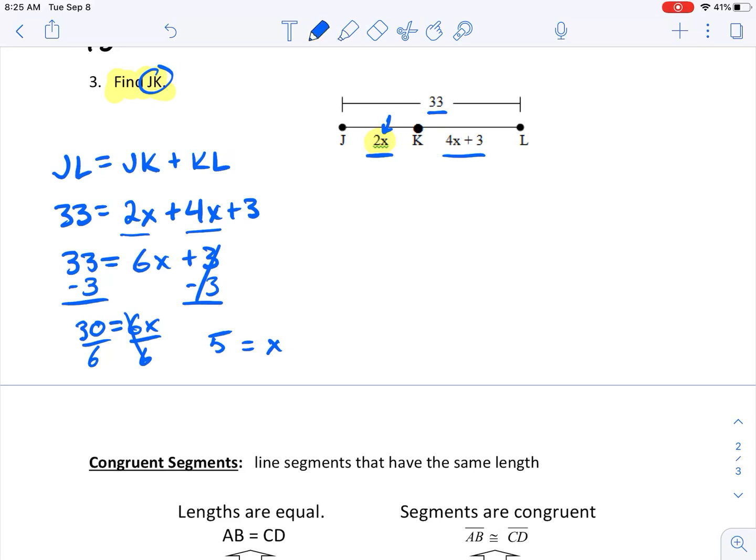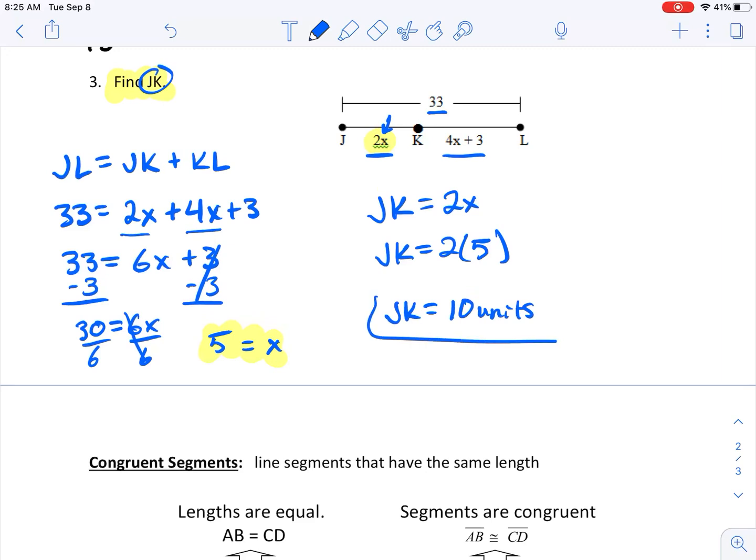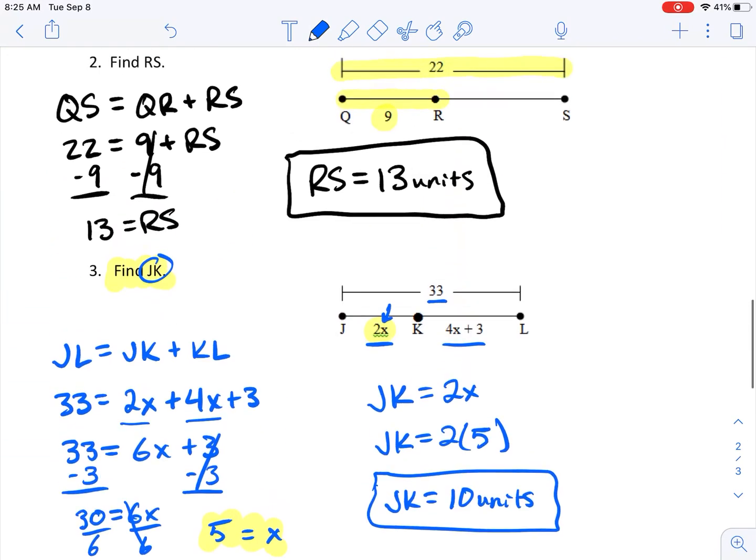Remember over here, our final answer, we want to find JK. So for JK we said is equal to 2x. But now I know what x is. X, you can see down here, x is 5. So I'm going to say 2 times 5 now, and 2 times 5 is 10. So JK equals 10 units. And that would be our final answer.